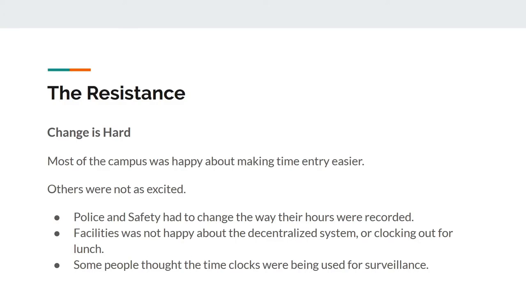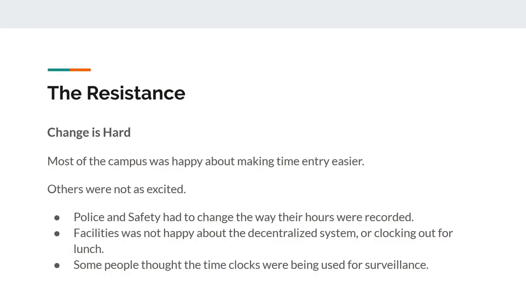Facilities was also not happy about it, and they were actually a little more upset about it than police and safety. The reasoning behind that is that in the beginning, as I mentioned before, they used a centralized time clock system. So everybody was coming in the morning, and the management in that department really liked that. They liked talking to them and getting them lined out for the day and making sure everybody's doing what they're supposed to be doing. And there was no question of where somebody was clocking in or clocking out.